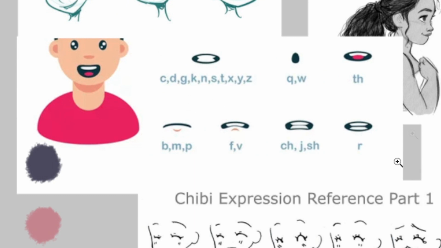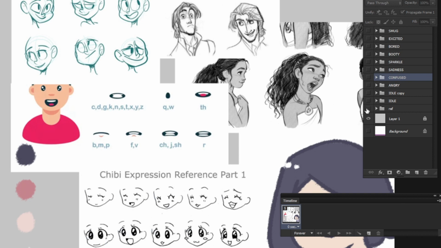And here is a reference for mouth expressions. So these are what your mouth looks like when you're saying a certain word. For example, when you're saying CH, like Cheetos. This is what your mouth looks like when you're saying Cheetos. So yeah, these are all my references.